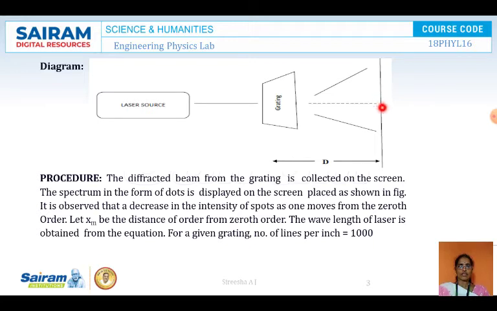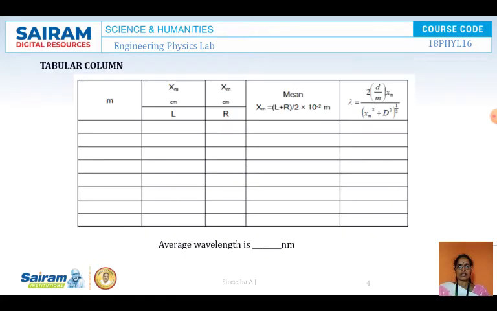As you move away, the first one next to the central bright spot is the first order, and next is the second order, third order, and fourth order. So the spots are being noted down with a pencil on the screen. You have to obtain them on both sides simultaneously.